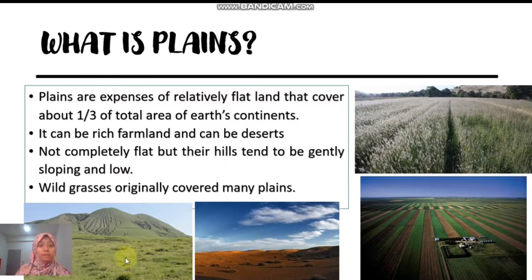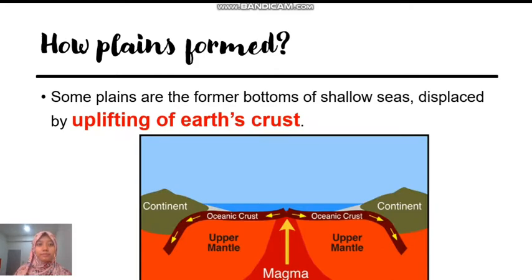It is not completely flat. You can also find hills, but gently sloping and low hills. And usually it is covered with wild grasses. Plains also don't get enough precipitation compared to the mountains. That's why we can seldom see huge trees growing on the plains.